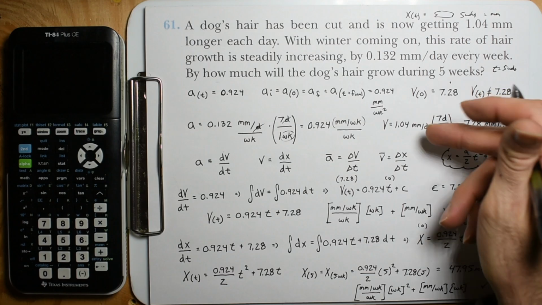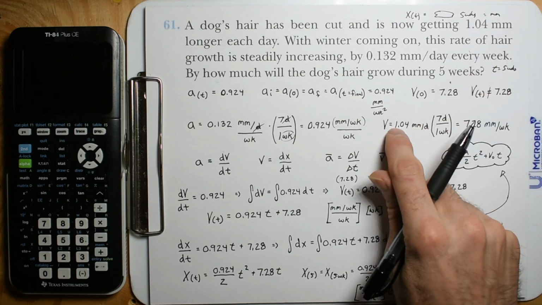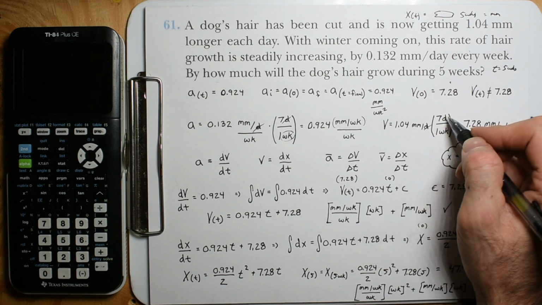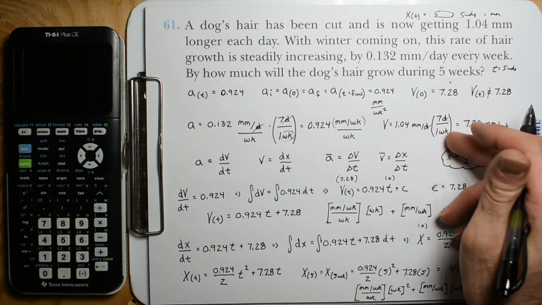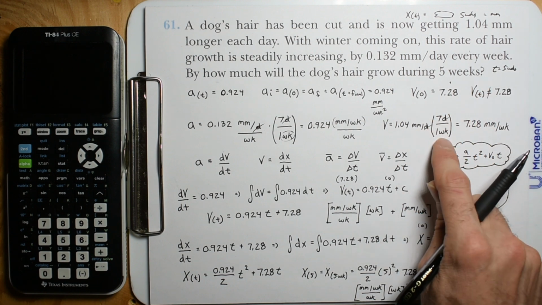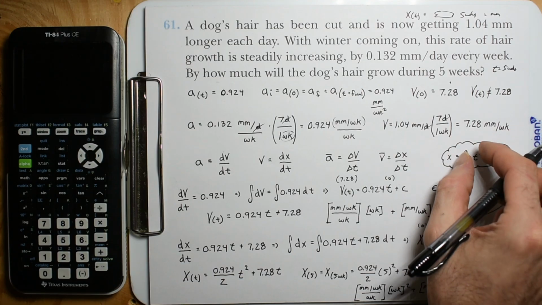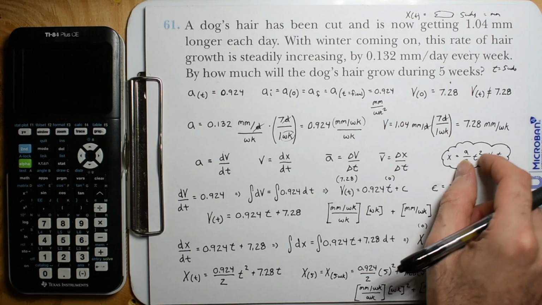Okay, so now moving on to our velocity. It's 1.04 millimeters per day. We need to do that same ratio, cancel days, and multiply by 7 days in 1 week. We get 7.28 millimeters per week. Cool, so we're almost growing a full centimeter every week.